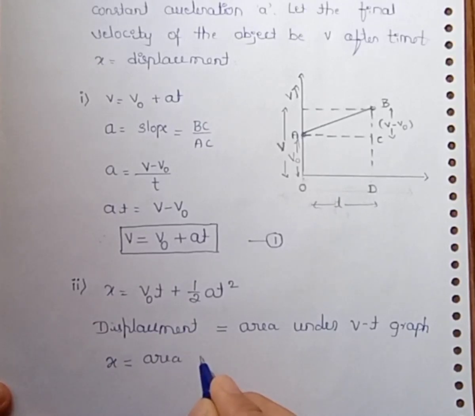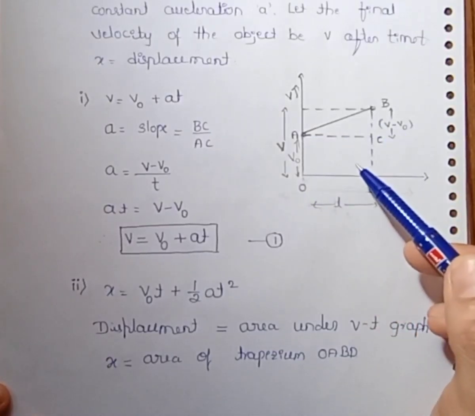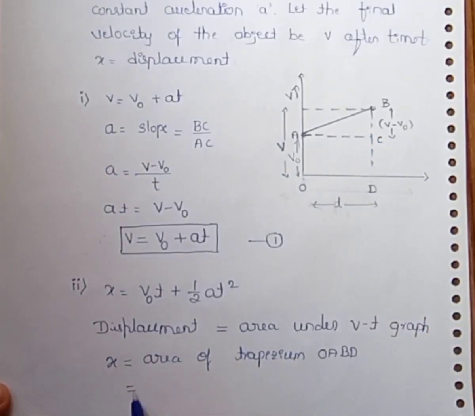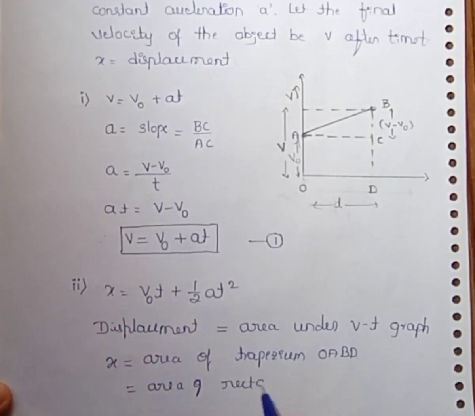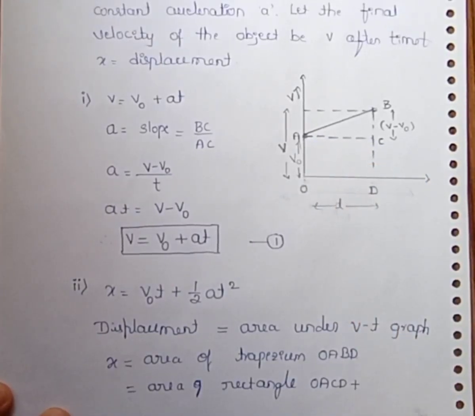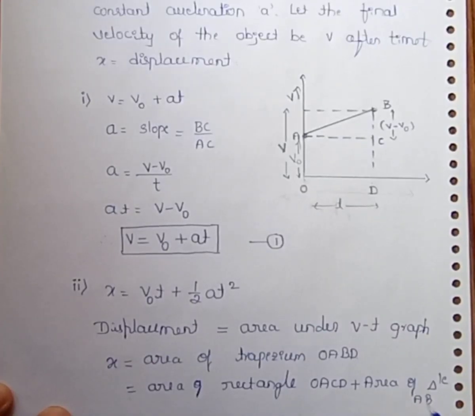Area of trapezium OABD. Here trapezium OABD consists of two parts. One is a triangle, another one is a rectangle. So the trapezium area can be split into two parts. That one is area of rectangle OACD plus area of triangle ABC.